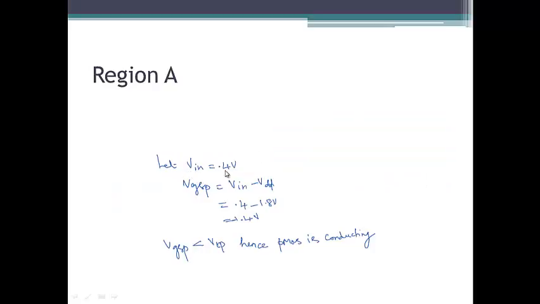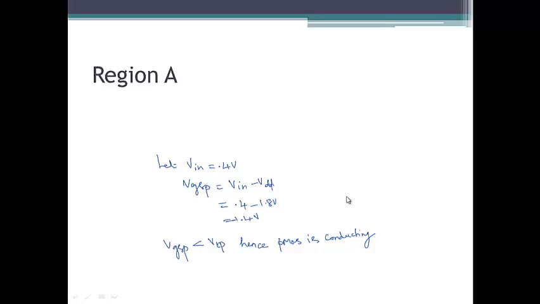Let Vin be equal to 0.4. Let your threshold be 0.5 volts and now Vin is equal to 0.4 volts. So what is VGSP? It is Vin minus VDD. So 0.4 minus 1.8, so it is minus 1.4 volts. VTP is minus 1.4 volts.